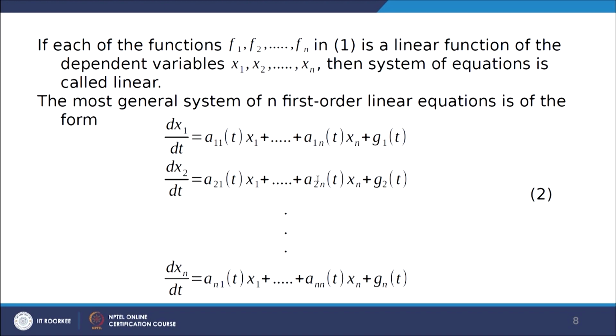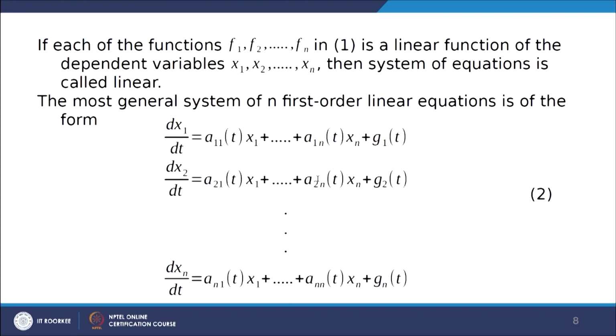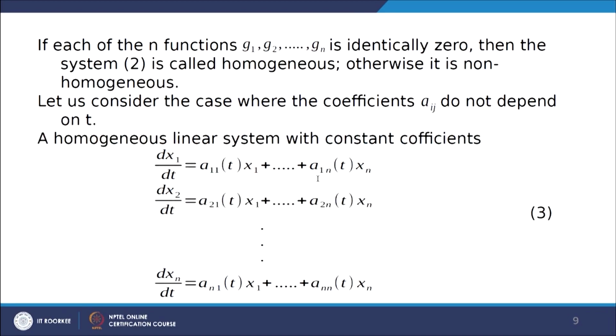Now, if each of the n functions g1, g2, gn is identically 0, that is, g1(t), g2(t) and so on gn(t) are equal to 0 for every value of t, then we say that they are identically 0, and the system 2 is called a homogeneous linear system, otherwise we call it a non-homogeneous linear system.